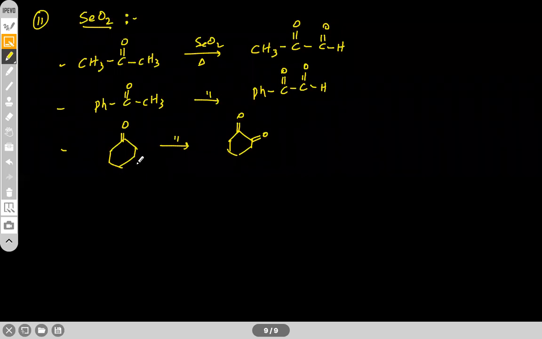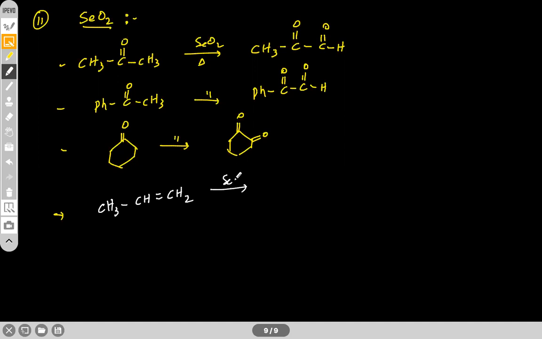So what you need to do here, you just need to do this for alkene. For ketone, I have told you what you need to do. For alkene, suppose we have CH3CH double bond CH2. This with SeO2, if you are reacting, then this carbon is the allylic carbon. So here what happens, we get OH, CH2OH, single bond CH, double bond CH2. That is it. This is the product you get.